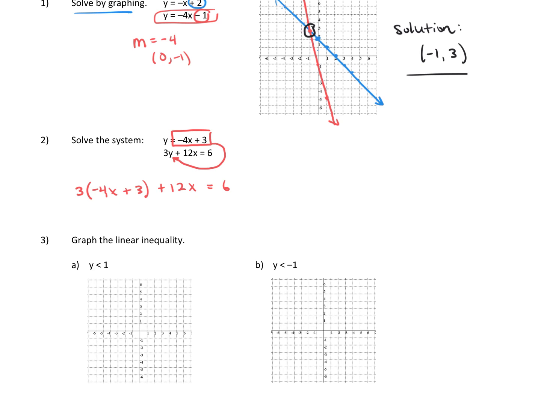All right, to solve this equation, we'll start by distributing the 3. 3 times -4 is -12x. 3 times a positive 3 is a positive 9. I'm just going to carry over the plus 12x equals 6. Now we're going to combine like terms. We can see we have a -12x and a positive 12x. When we add those together, -12x plus 12x is 0. Those are opposites, so that leaves us with a 9 equal to a 6.